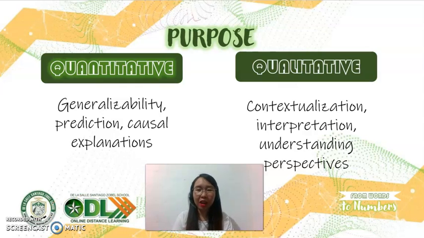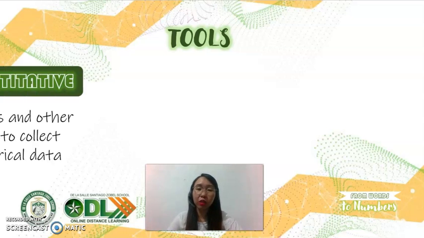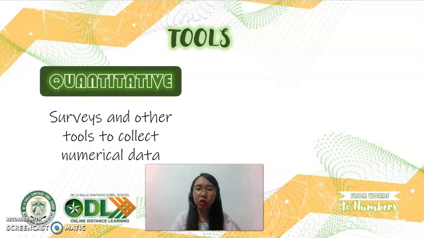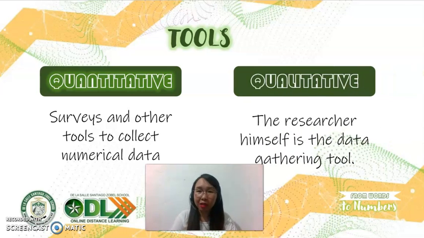Okay? And then the two approaches to research also differ in terms of tools. Tools meaning instruments, or data gathering instruments. Pardon that, somebody's traveling. Quantitative research uses surveys and other tools to collect numerical data, whereas a qualitative research, did you guess that? The qualitative research uses the researcher himself as the data gathering tool. Why? Who is going to actually observe what is happening? It's actually the researcher.